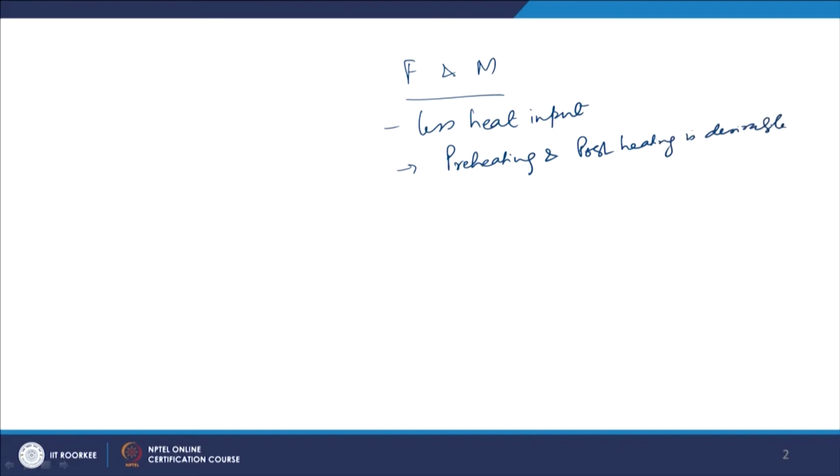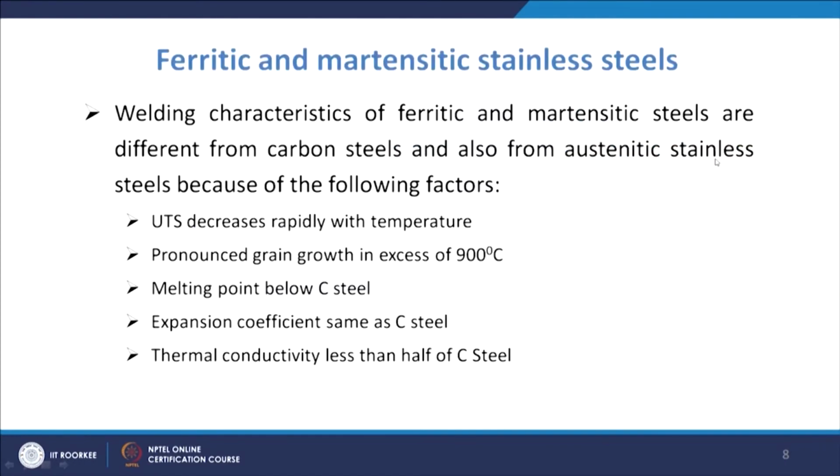Because there is also grain growth going on, those things are to be taken care of. And the distortion condition is not so severe, because in this case it is not as high as that of the austenitic stainless steel. So, these are the traits of these steels.